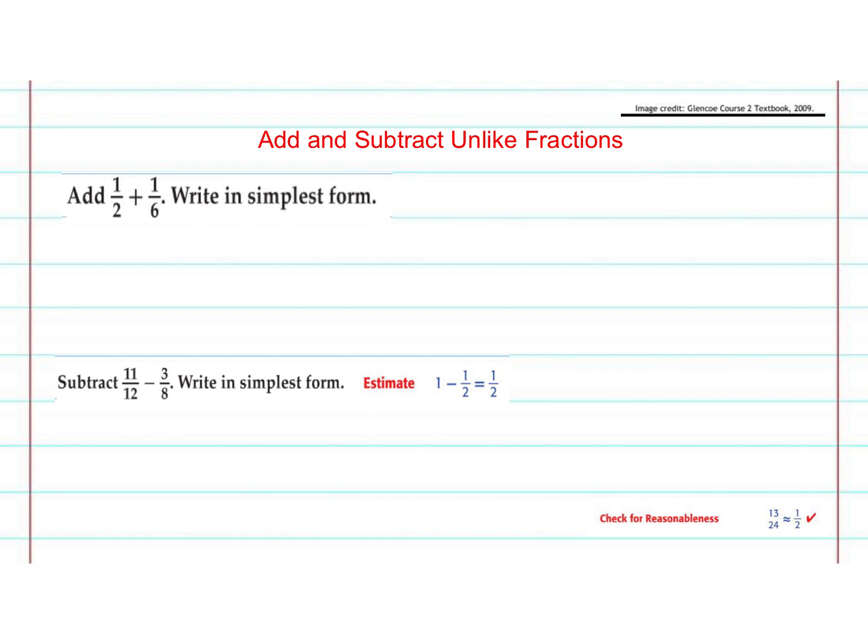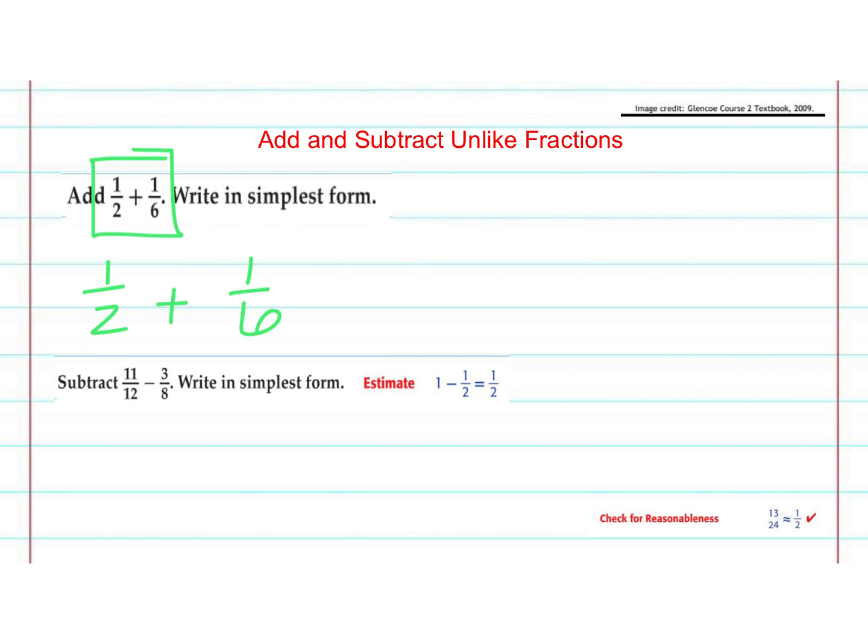If we have unlike fractions, which we do here, 1/2 plus 1/6, unlike fractions meaning we have different denominators, then we have to find a common denominator. So we're going to rewrite this as 1/2 plus 1/6. You could rewrite this with me as well. Then I have to think of a number that 2 and 6 can both go into. Basically, I'm trying to find the least common denominator.